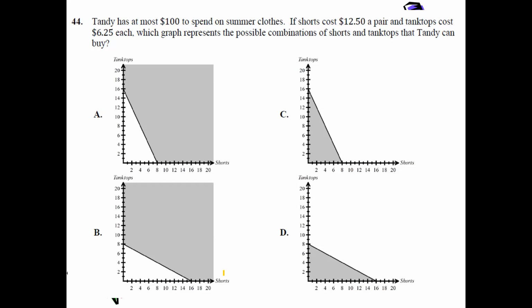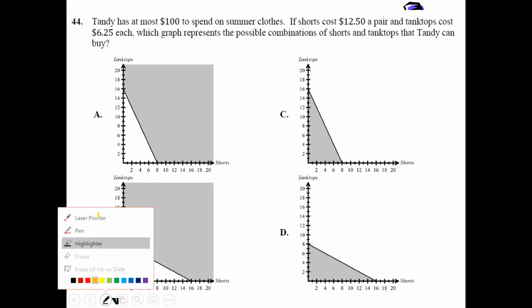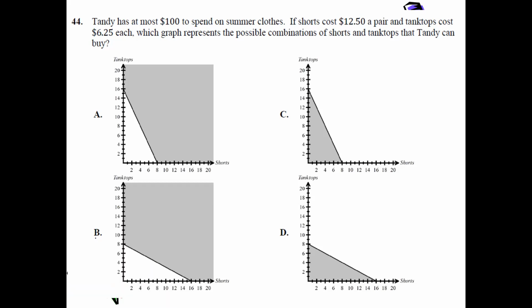So Tandy has at most $100. So the first thing I'm gonna circle is 100, to spend on summer clothes. If shorts cost $12.50 and a tank top costs $6.25, which graph represents the possible combination of shorts and tank tops that she can buy? So obviously, she has $100.